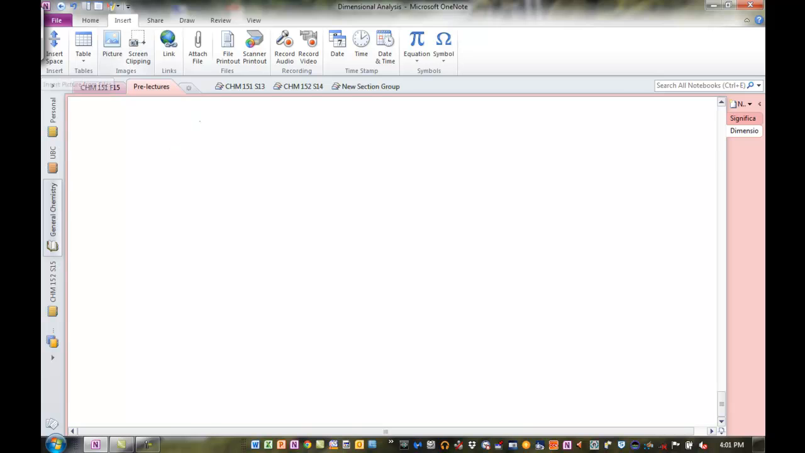So let's say we had 24 inches squared. So let's work with squared, and we'll do a problem with cubed in class. And then let's say we wanted to get to centimeters squared. Okay. So what do we need to do that conversion? It's a little bit different.